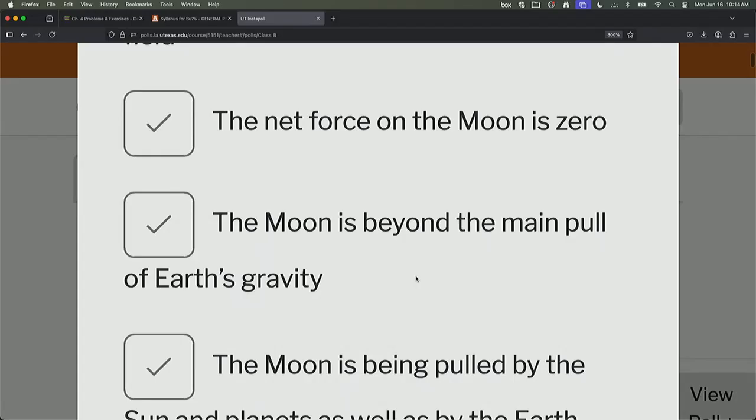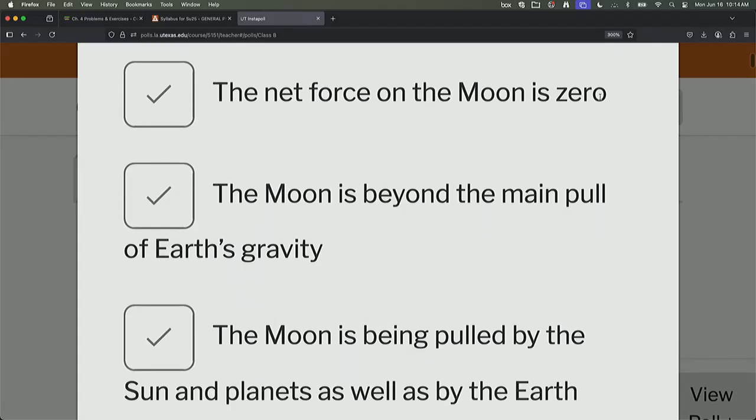Now, the net force on the moon is 0. Is that true? What are the forces acting on the moon?